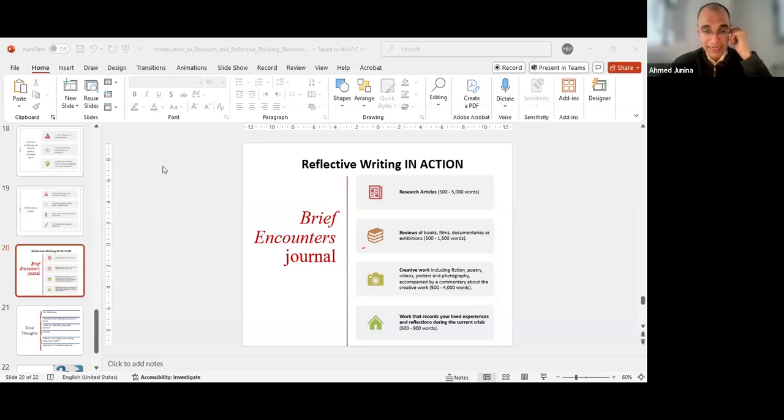In the meantime, guys, just prepare because Dr. Hashil was asking you, these are the types of contribution that you could send to a journal. Brief Encounters is just one example. So think what kind of contribution you'd like to choose and why. Perhaps just wait for Dr. Hashil to come back because she will raise the question. Dr. Hashil, it's back to you.